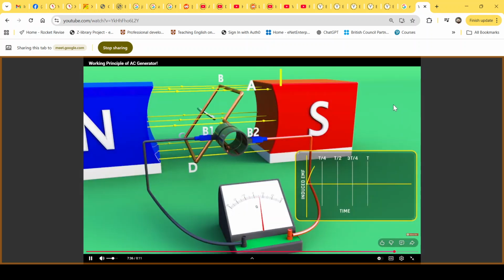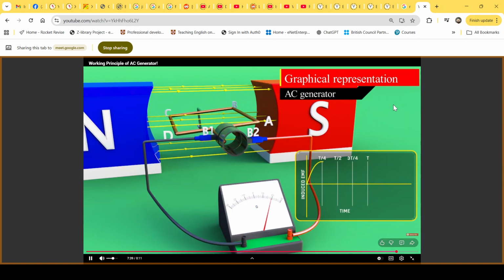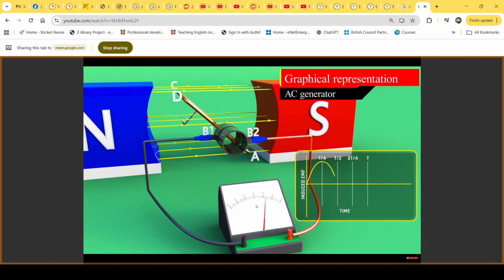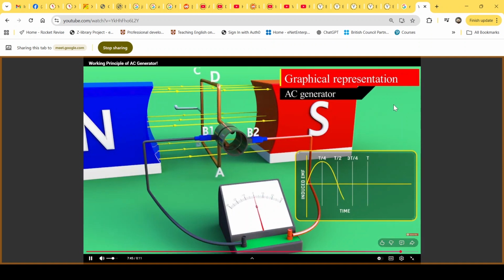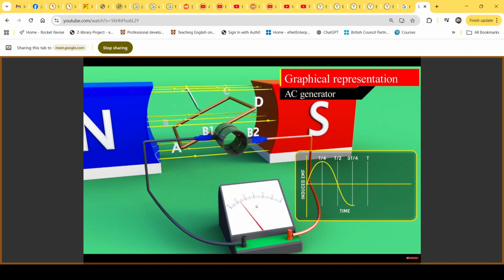From this graphical representation, we saw how induced current changes in time. As you probably already know, the term AC, or alternating current, generally refers to a time-varying waveform or sinusoid, and we saw that sinusoid in this graphical representation. I hope that through this video you gained new knowledge.